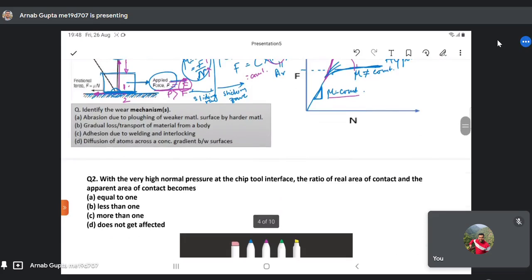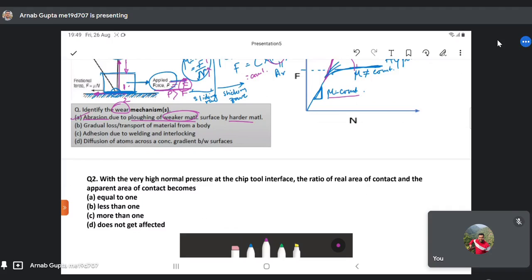So due to friction, or to physically define the phenomenon, due to the interlocking of the asperities or due to this local weldments happening, as you are trying to slide the body by applying a force, what happens? Wear happens. So material either gets removed from either of the surfaces, or it gets transferred from one surface to the other surface. So that mainly happens by three mechanisms. One is the abrasive wear, which happens due to plowing of the weaker material by action of the hardened material. Okay.